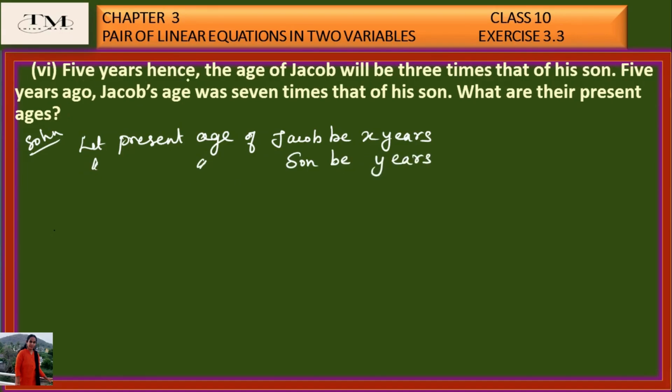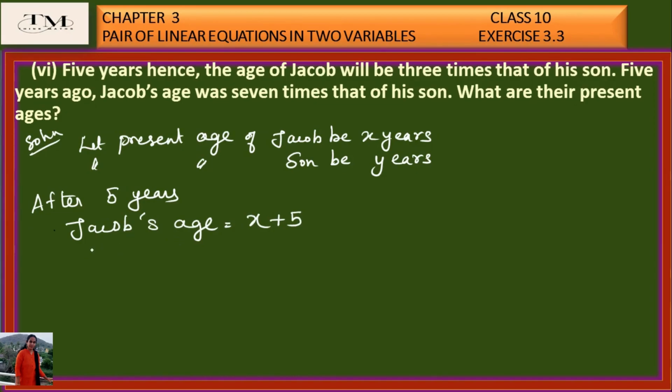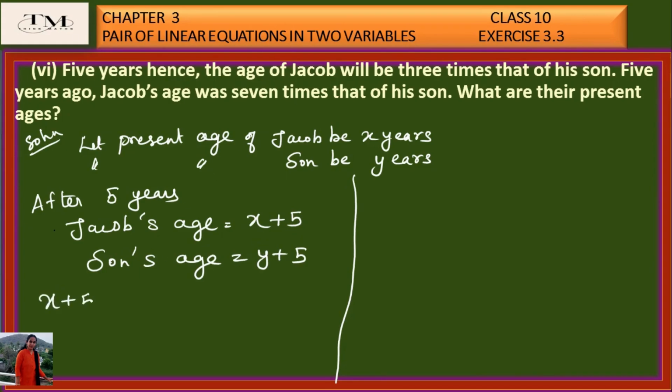So 5 years hence, that is after 5 years, Jacob's age. At present, Jacob's age is x. After 5 years, it will be x plus 5. In the same way, after 5 years, son's age will be y plus 5. So what is the condition they gave? The age of Jacob, x plus 5, will be 3 times that of his son. So son's age is y plus 5.